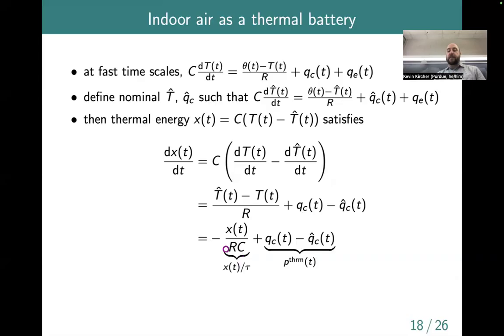And in fact, if you look at the units of R and the units of C, the product RC has units of time. So here C would be, say, kilowatt hours per degree, and R would be degrees per kW. So the kW and the degrees cancel, and we're left just with hours.